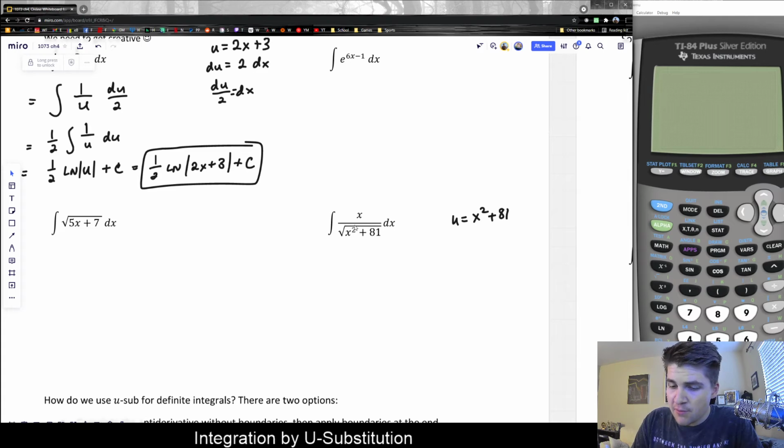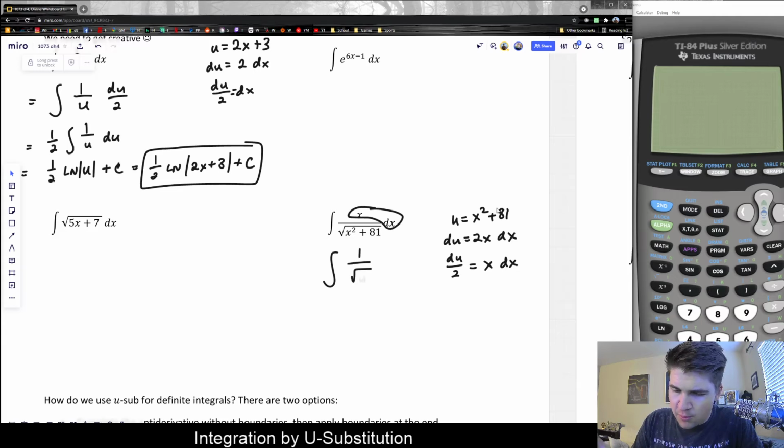Because if we were to solve du, that would be 2x dx. And again, notice it's very close. I have x dx, but I don't have the 2. So what I could do is divide both sides by 2 and solve for x dx. Now I have x dx, that's equal to du over 2. And again, I could even rewrite this, but I'll go ahead and skip that. And then I have 1 divided by the square root of that, which is just u. So again, kind of rewriting this, I have 1 divided by the square root of u, and then x dx is equal to du over 2.